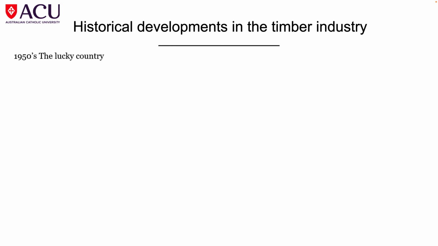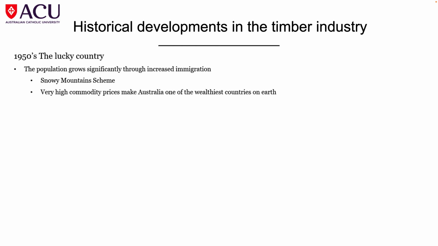Okay, so then we move out of the war. The 1950s, the lucky country. So that's where we talk about riding on the sheep's back. And we've decided, from our experience from World War II, that we needed to get more people into the country. So we opened our doors for the first time for immigration. The Snowy Mountains scheme was a particular one where a lot of people emigrated from Europe to work on the Snowy Mountains scheme.